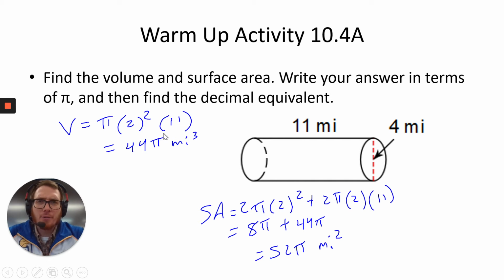I just wrote the answer in terms of pi. I can trust that you can multiply by the pi button on your calculator. And remember, volume is the unit cubed. Surface area is 2 circles, so 2 pi r squared. So that'd be 8 pi, because 2 squared is 4, times 2 is 8.